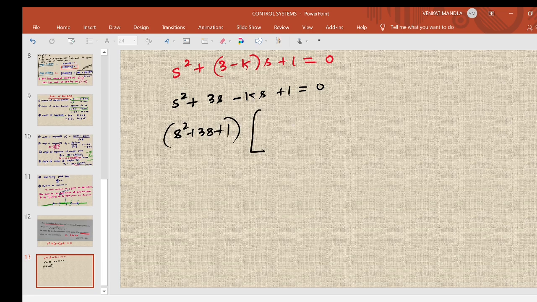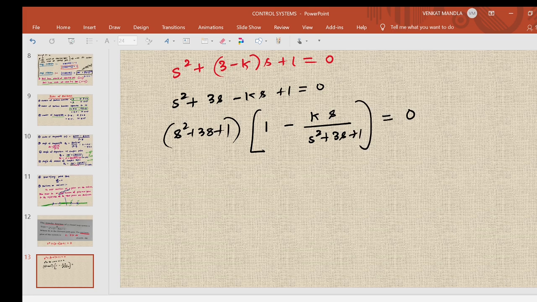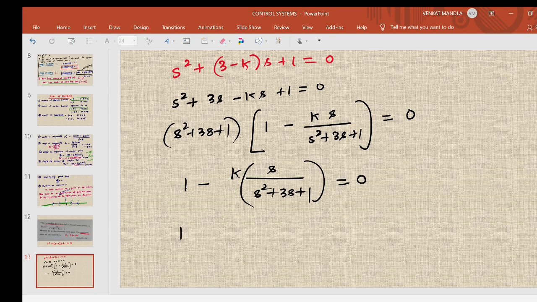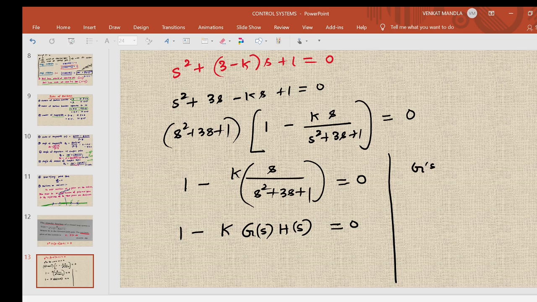Now s square plus 3s plus 1, take this as common. Next you will get 1 minus ks by (s square plus 3s plus 1) equal to 0. From this, 1 minus k into s by (s square plus 3s plus 1) equal to 0. This is 1 minus k G(s)H(s) equal to 0. Compare this with this equation, where G(s)H(s) equals s by (s square plus 3s plus 1).